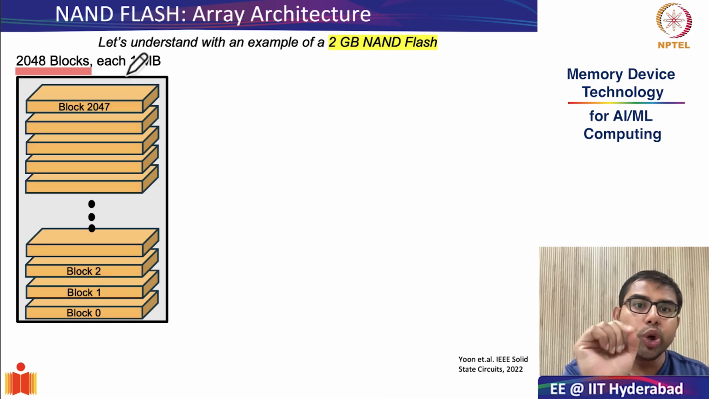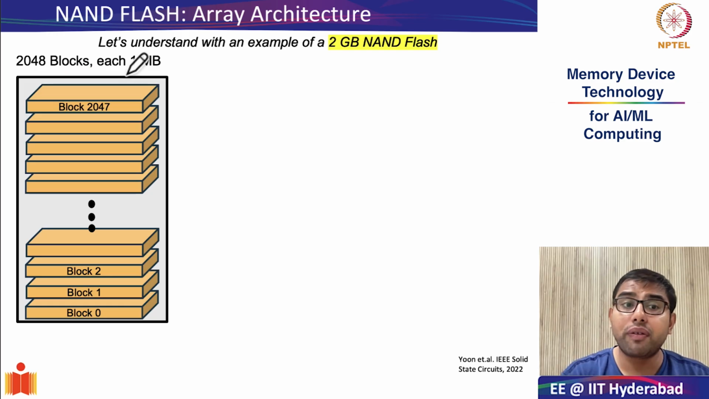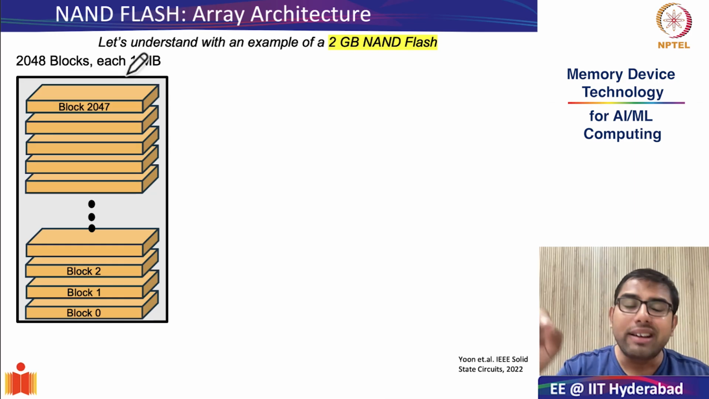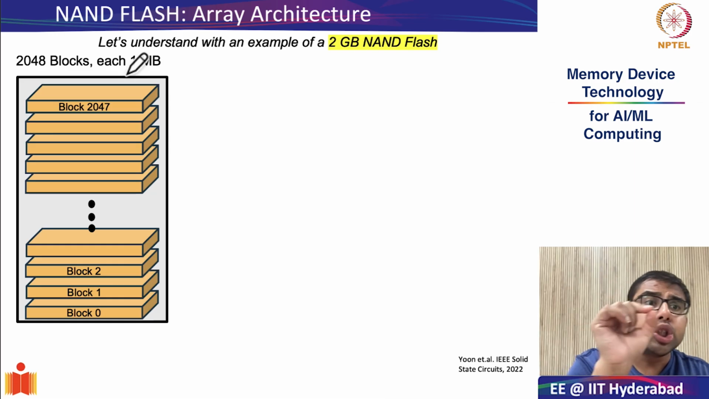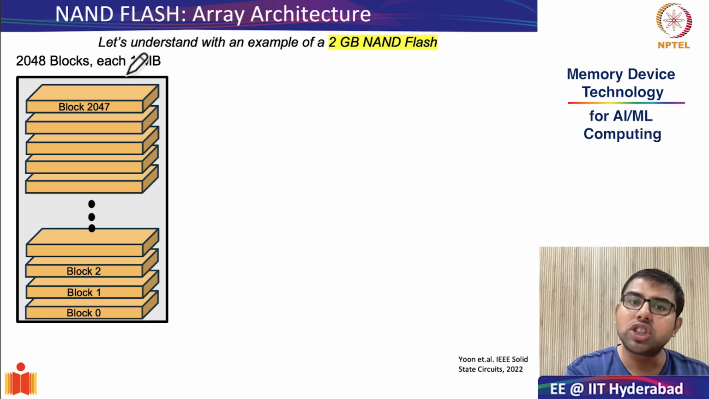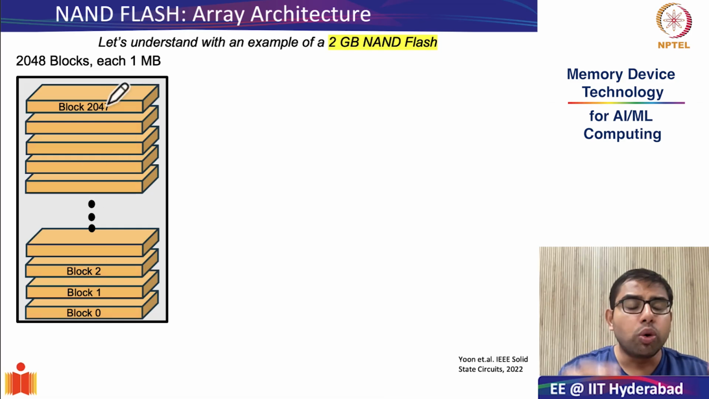So the fundamental unit of a NAND flash array, which makes NAND flash very powerful, is a block. So right now just note down the term. We will go into details of why this block is important. So 2048 blocks. Of course each has to be 1 MB, because 1 MB into 2048 will give you 2048 MB, which is 2 gigabytes of total data. So as you see, they are stacked up into blocks, block 0 to block 2047, each of 1 MB. So this is what constitutes a NAND flash array.